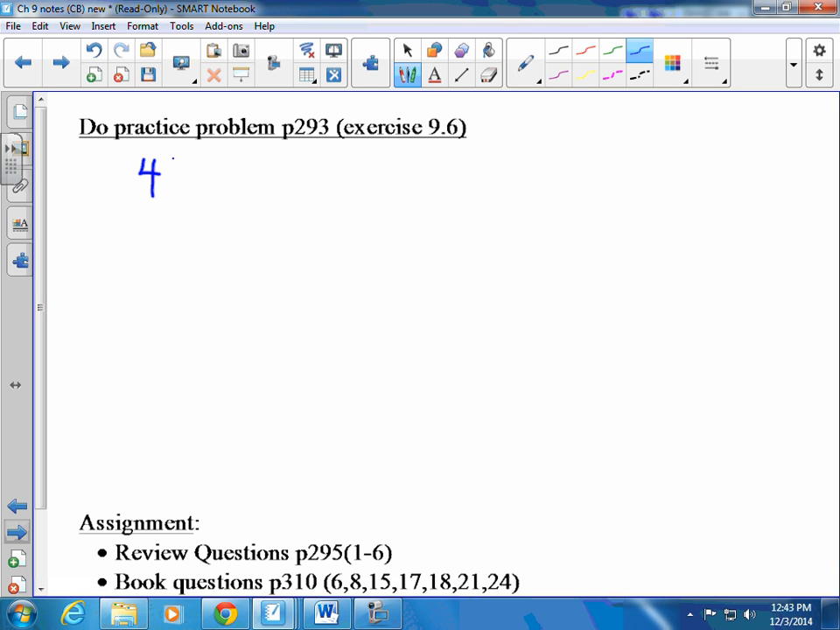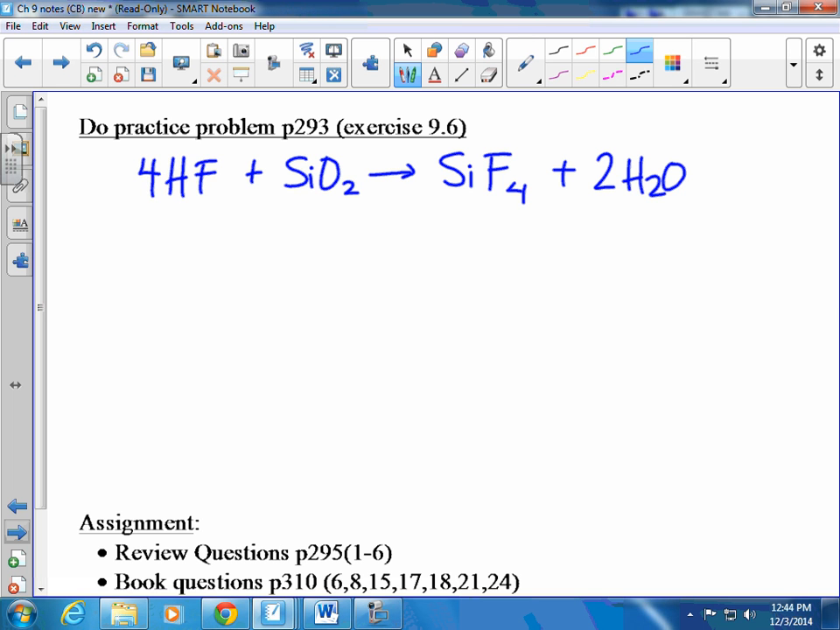We need 4 moles of HF plus 1 mole of silicon dioxide, which is going to give us 1 mole of silicon tetrafluoride plus 2 moles of water. Okay, go back and read the problem. The problem is asking for the grams of hydrogen fluoride, and we are starting with 5.68 grams of silicon dioxide.